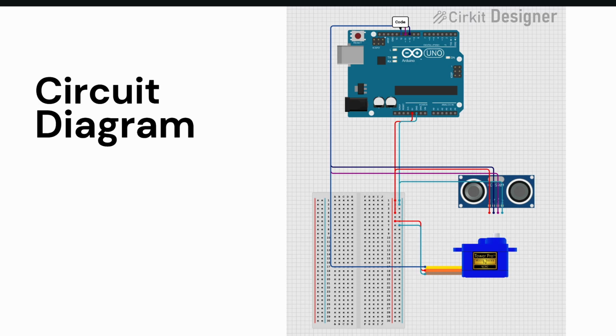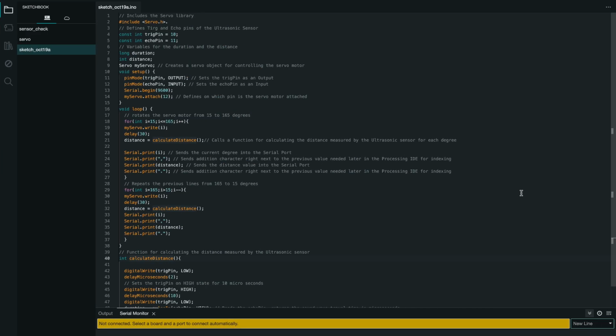Moving on, let's go to the Arduino Uno code. First, we are including the servo library, and then we are defining the values of the trig and echo pins of the ultrasonic sensor as 10 and 11, which are pins of the Arduino Uno board. Then we have two variables called duration and distance, and we are creating an object for the servo motor. Then we have a function called setup, which is used for setting the pin mode.